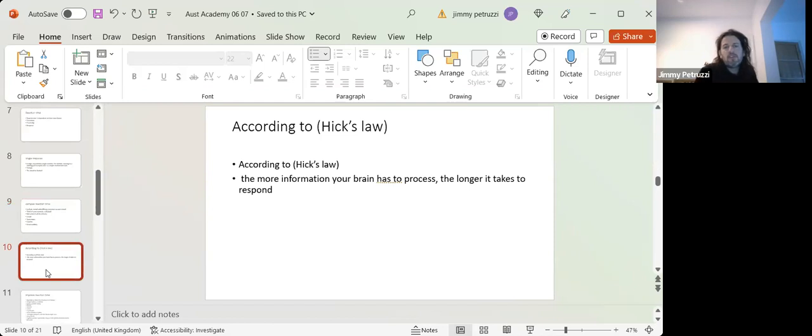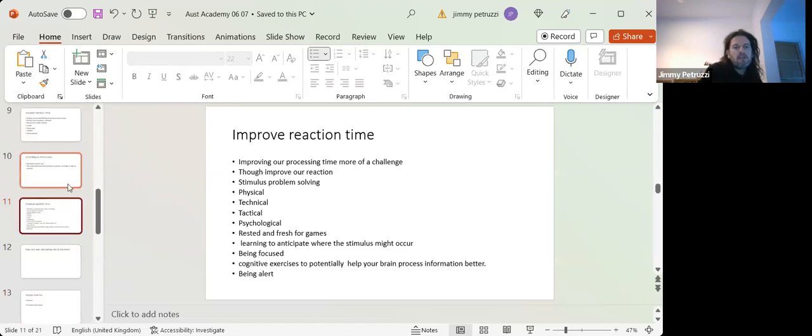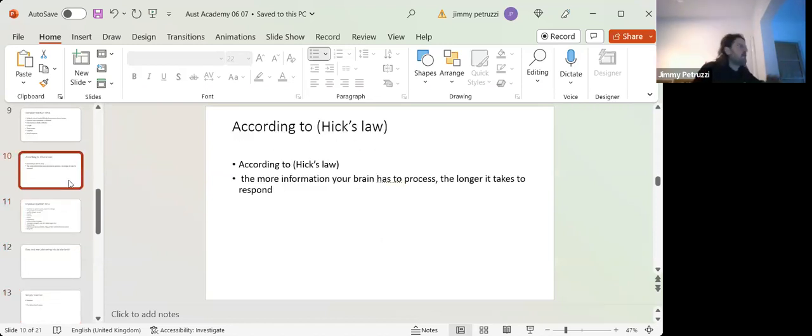And according to Hick's law, the more information your brain has to process, the longer it takes to respond. So, for example, say you're going to do a sprint race over 20 meters. Someone says go, you know the direction you've got to go. You're on the way. But if you've got to do a more complex response, and there's a lot of information there, the coach is saying one thing, the crowd, all these things are going on, okay.